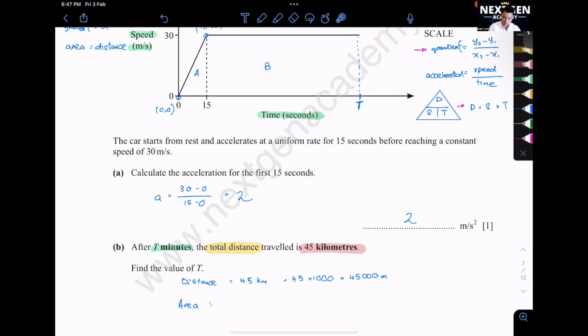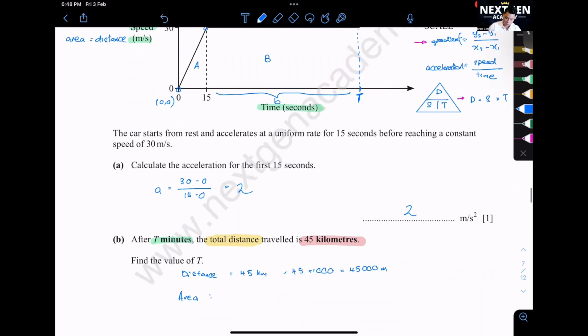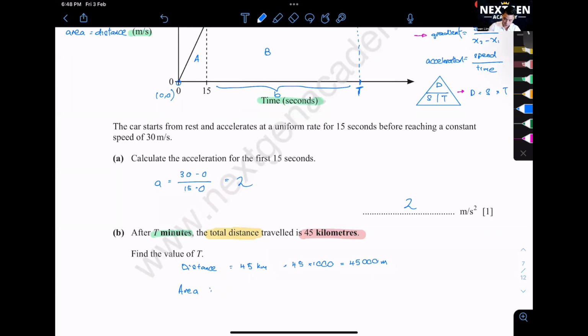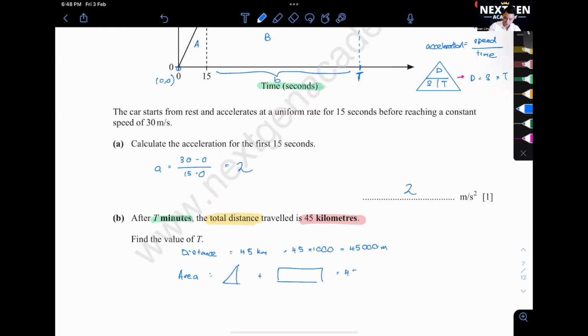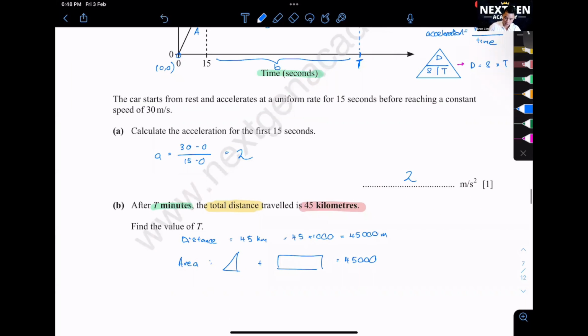One more thing, because here I don't have the base, right? It's 15 to t. To simplify it further, I put this equal to b. Small b, I just give some alphabet, whatever alphabet you want, x also can. So why do I write like this? I find the triangle first. This triangle plus this will be equal to 45,000. So the triangle will be half times base. What's the height?